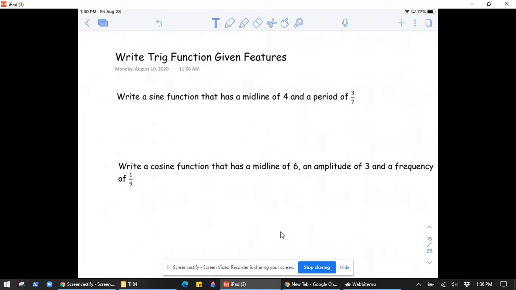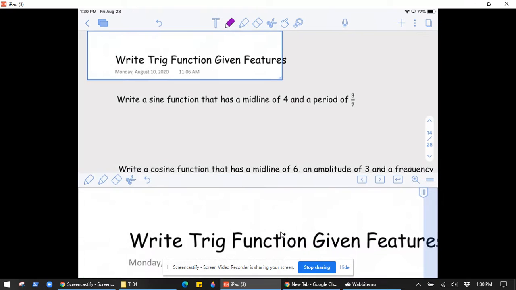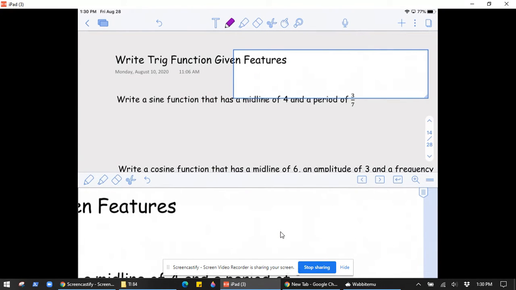All right, in this video, we're going to find trig functions given a couple of features. Certain things you'll want to note: we are basically dealing with sinusoids. So we're looking for functions of the form a sine(bx minus c) plus d.